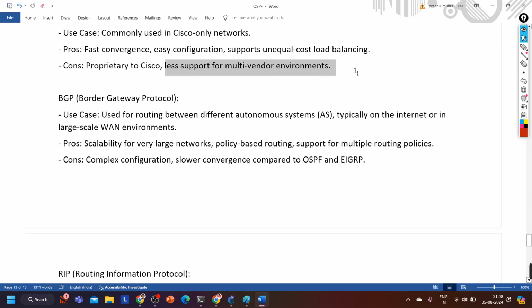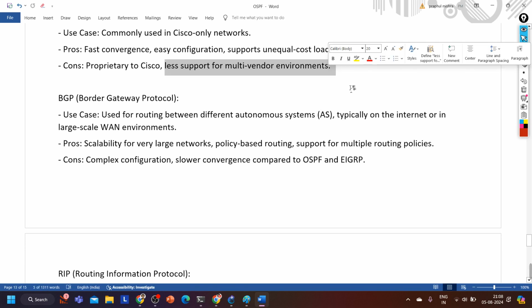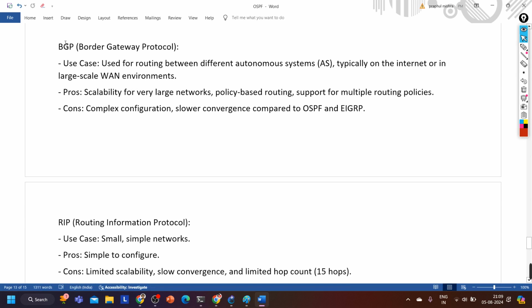Okay, so no support for multi-vendor equipment. Again, see, the issue is that EIGRP is a Cisco proprietary protocol, not an open standard protocol, and most of the features of EIGRP are Cisco proprietary. You can configure EIGRP on other vendor devices, but you cannot utilize the complete features, right? Then another protocol can be BGP.